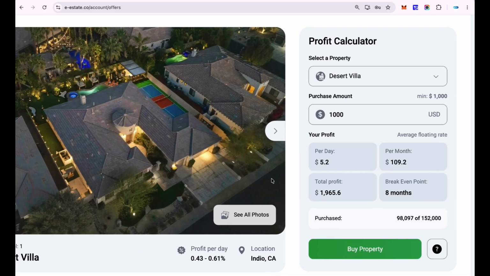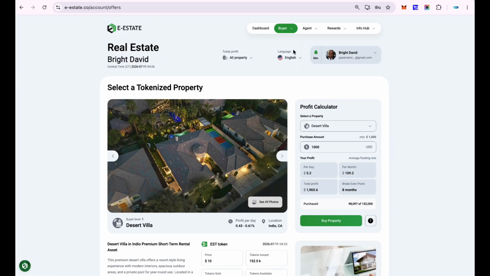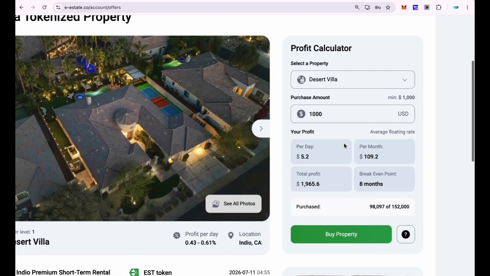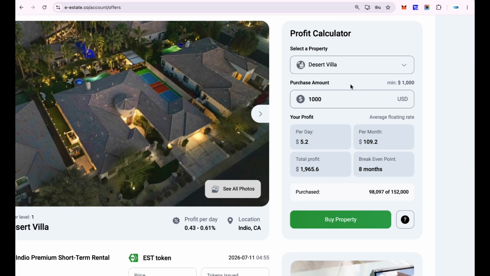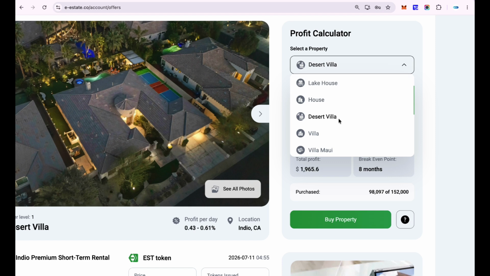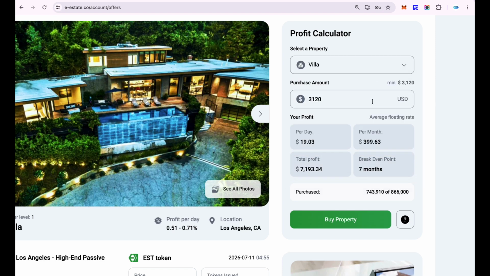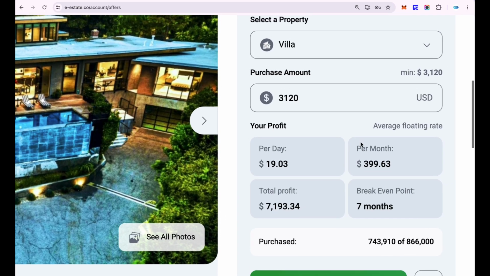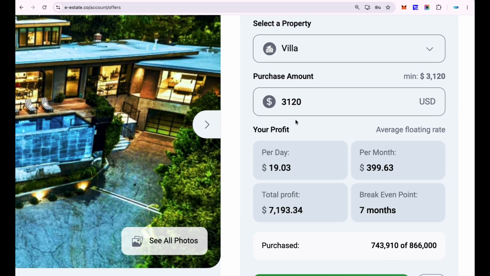So if you want to determine how much you will earn, come to your profit calculator. I just showed you how to do it: go to the Buyer tab, click on it and select Real Estate. That will take you to your profit calculator, where you can check how much you will earn. Now, if you select Villa, the minimum to start this one is $3,120. The profit calculator will also automatically calculate how much you will be earning per day and per month, when you are going to break even, and the total profit.